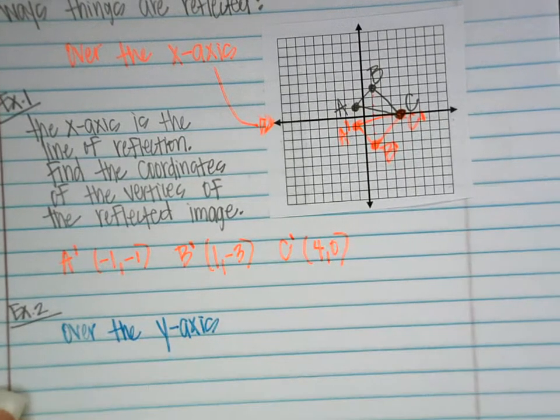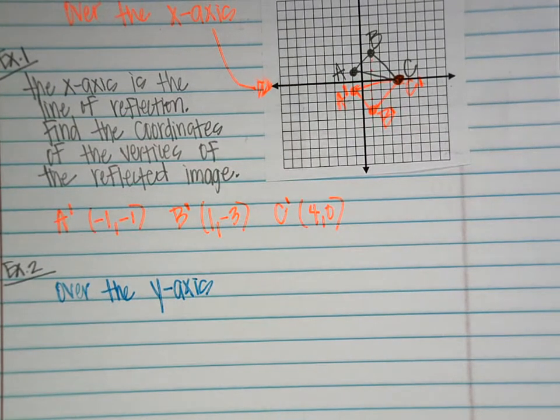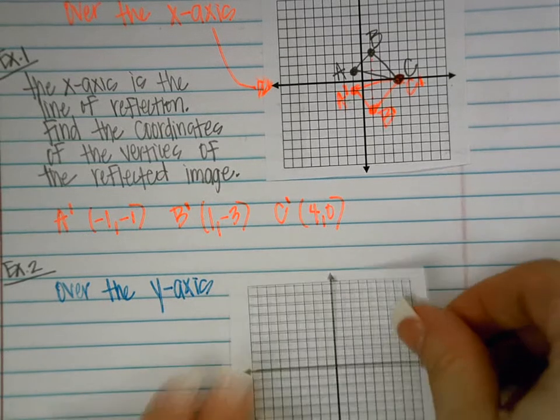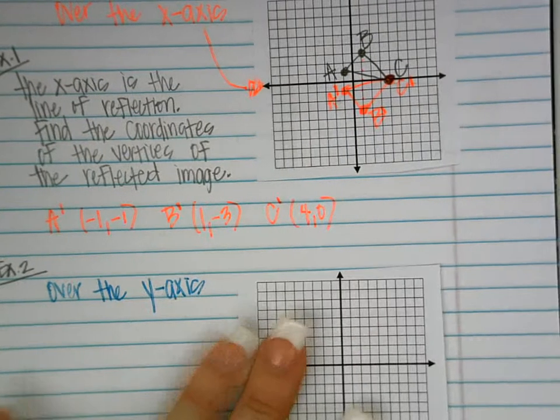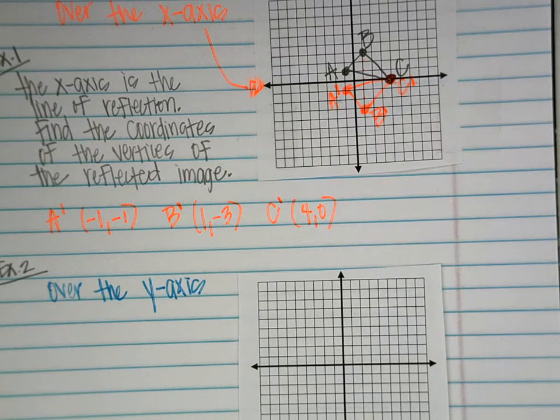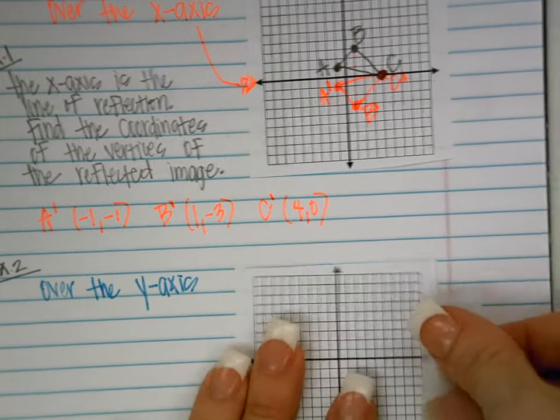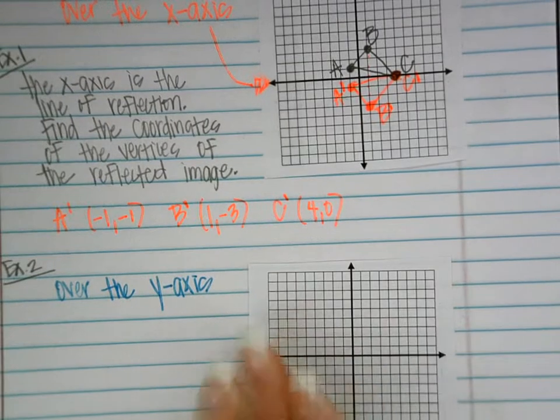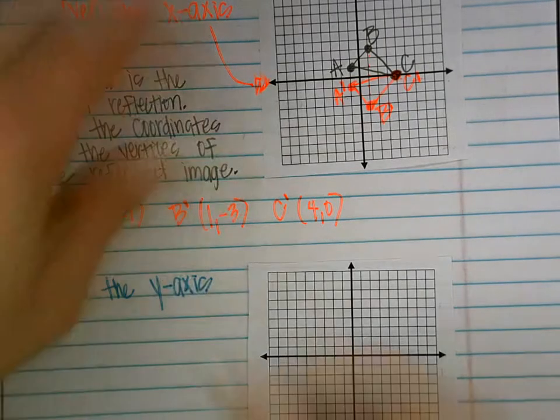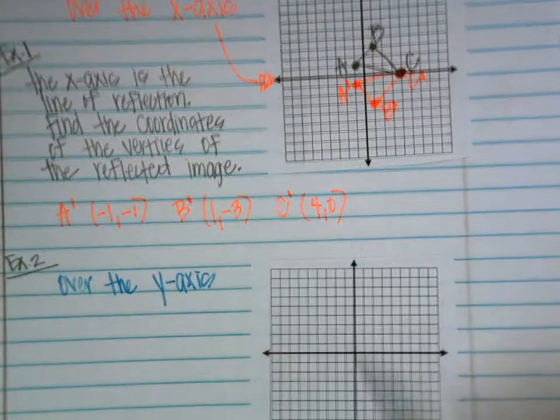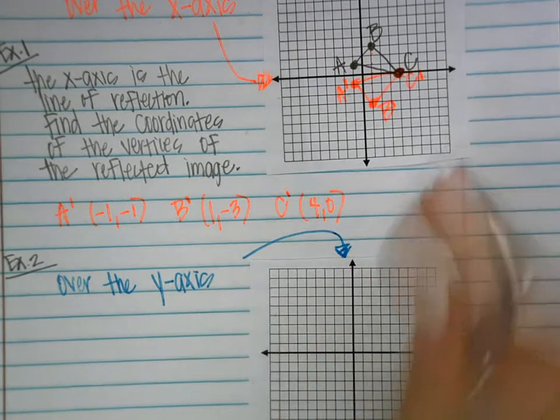Okay? So if we're going to reflect over the y-axis, which one is the y-axis? Is it the side to side or the up and down? Up and down. So it's the up and down axis. So we're going to be reflecting or flipping over the y-axis. Okay, so we're going to reflect over this one.